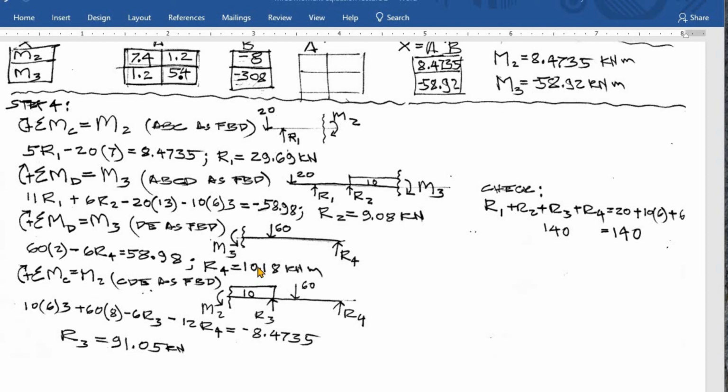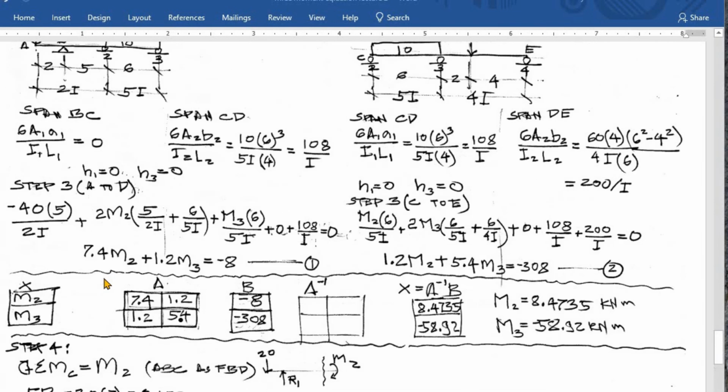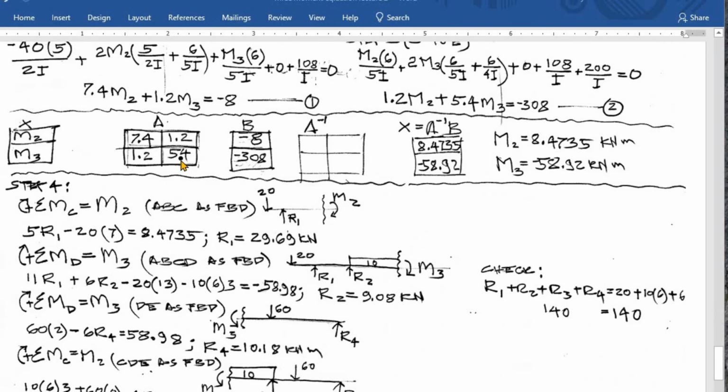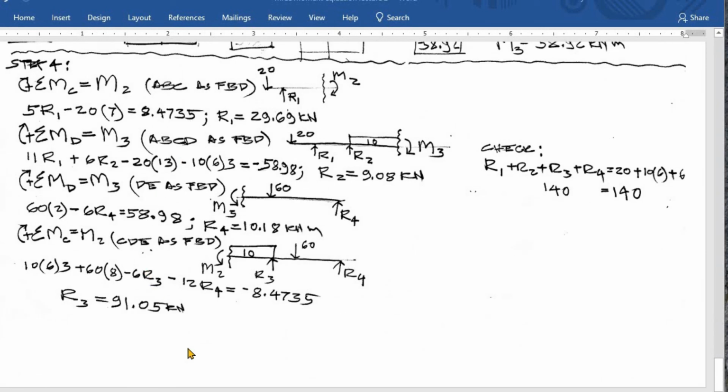Next is you have summation moment at C equal to M2, CDE as free body. Yan. So, from here, you can now solve for reaction 3. Okay? Which is equal to 91.05. And then from there, you can check summation forces vertical equal to 0.